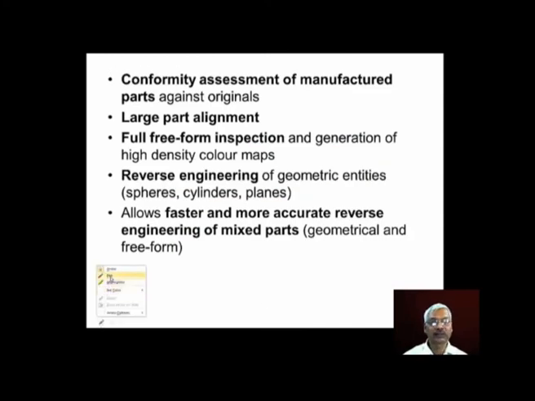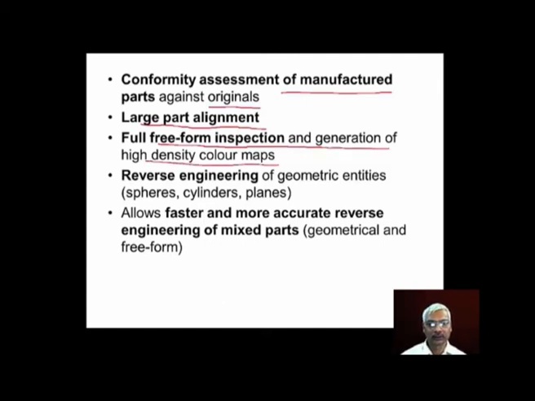And then conformity assessment of manufactured parts against originals, and then large part alignment can be achieved. Full free-form inspection and generation of high density color maps can be generated, and then reverse engineering of geometric entities like spheres, cylinders, planes, etc. is possible. The portable CMMs allow faster and more accurate reverse engineering of mixed parts, wherein geometrical and free form parts are there.